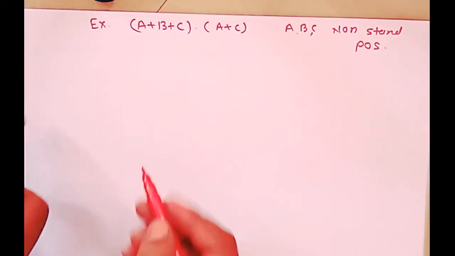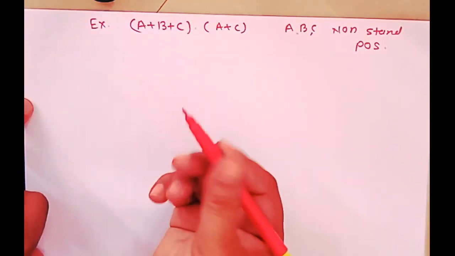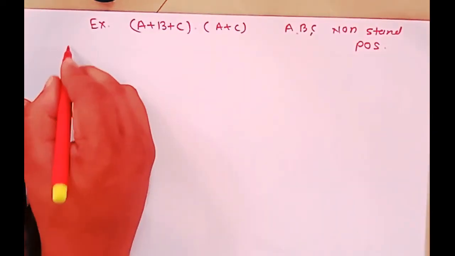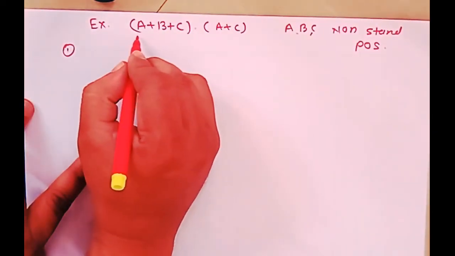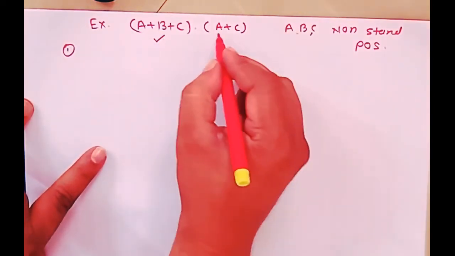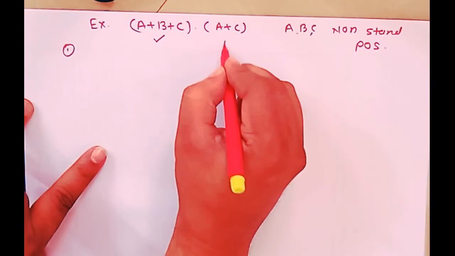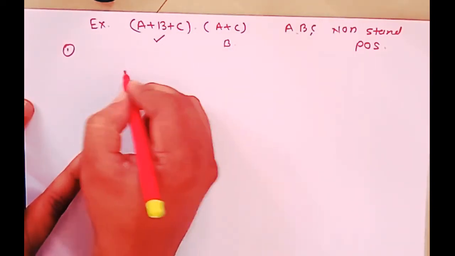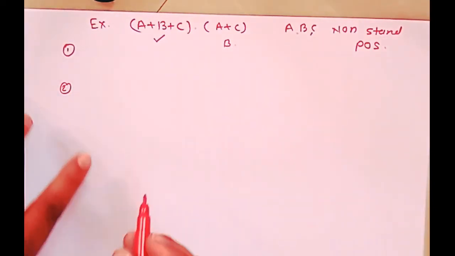Now we will convert this into the standard form. For that purpose, our first step is to find the missing literal. Here the first term is a valid sum term. In the second term one literal is missing, and the literal is b.